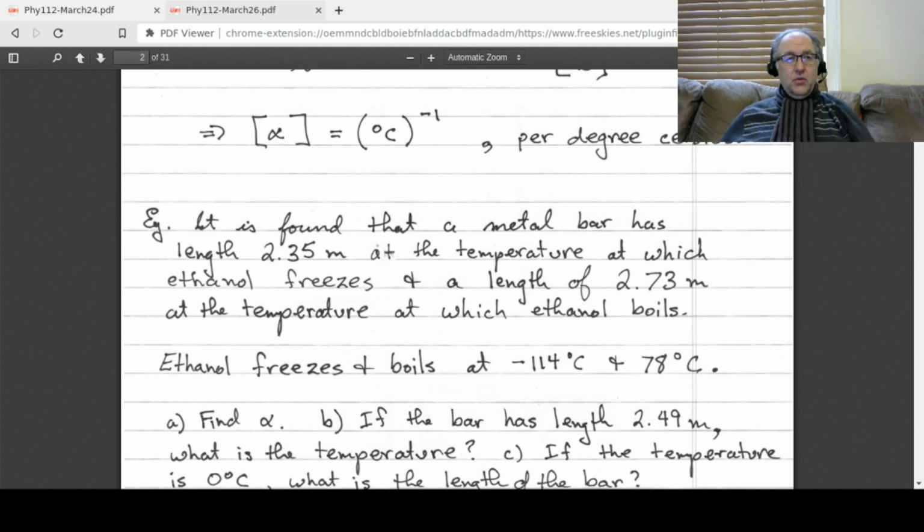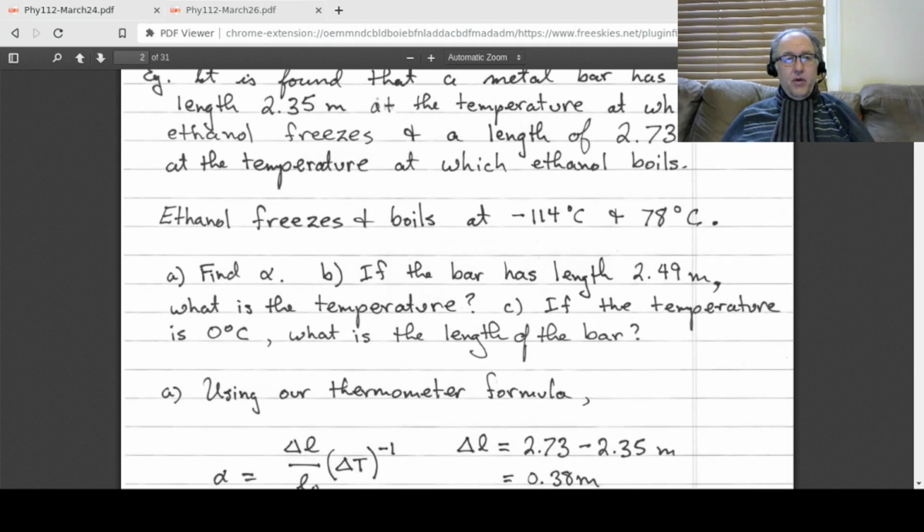So what do I ask you to do here? Well, we're going to use that formula, and we're going to first find alpha. And then once we find alpha, we can use the formula with the metal bar to measure temperatures. In other words, it's become a thermometer at that point. So if the bar has a length of 2.49 meters, so that's more than the 2.35 but less than the 2.73, what's the temperature?